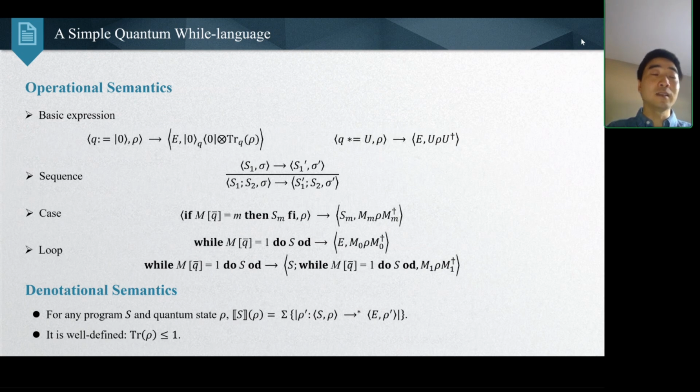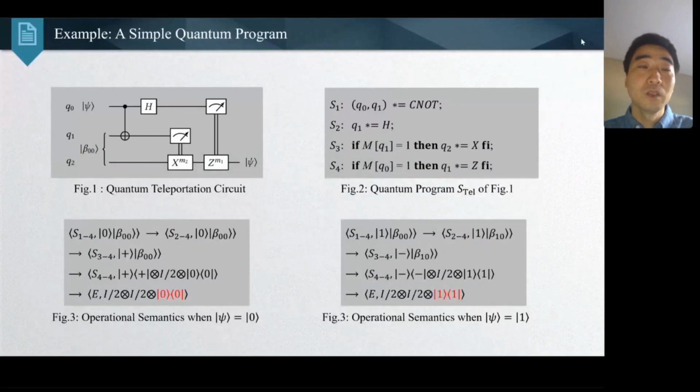And the denotational semantics is like this: for any program S and any state rho, the execution of S on rho returns the output value as a summation over the multiset of all possible outcomes. This is well-defined semantics because trace of rho is no bigger than 1, so the trace of S rho is always no bigger than 1.